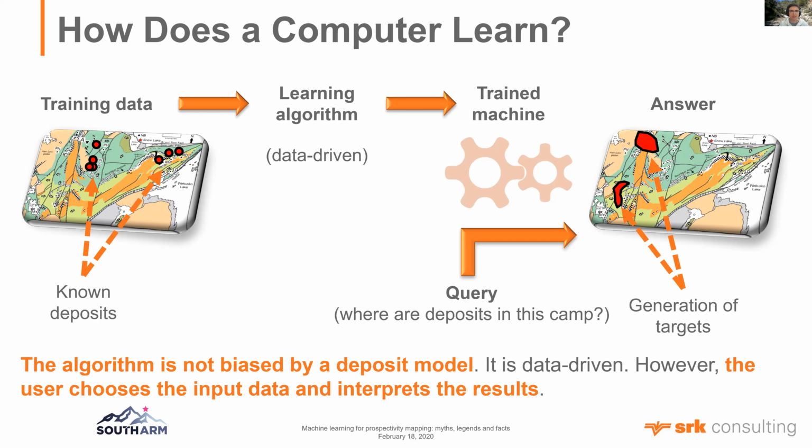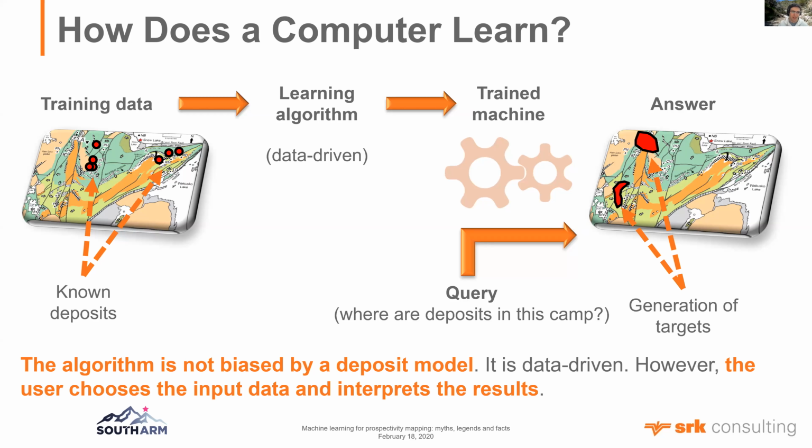And very likely it's going to find existing deposits, but it's also very likely to find new areas. And these new areas are areas where you can generate targets. The advantage of this approach is that the algorithm is not biased by a deposit model. Maybe you think that faults are very important, but the algorithm doesn't know that. It's going to look at the data and objectively assess all of this information against known deposits, quantitatively and objectively. So we say it's data-driven.